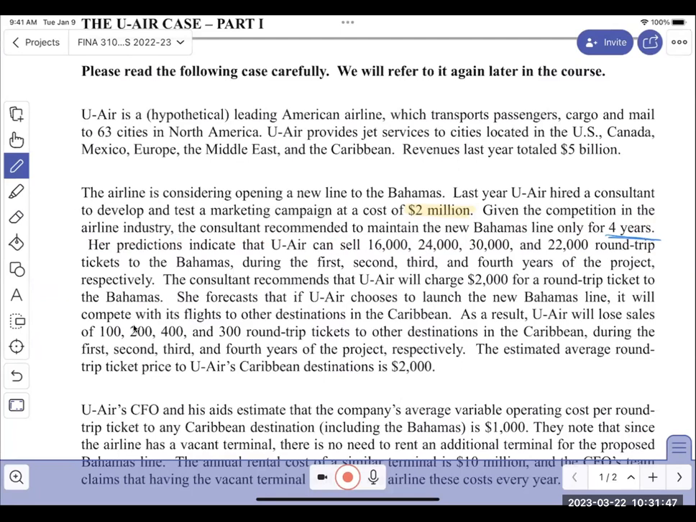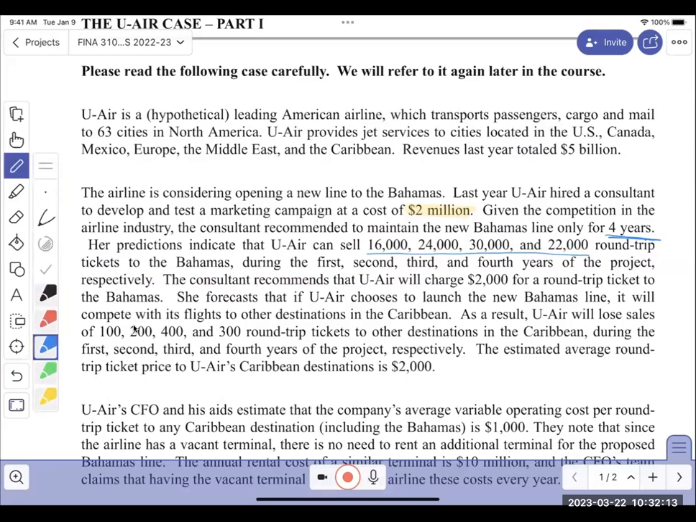Her predictions indicate that UAir can sell 16,000, 24,000, 30,000, and 22,000 round trip tickets to the Bahamas during the first, second, third, and fourth years of the project. Okay, so are these incremental cash flows? Well, these are not cash flows, right? These are just units of sales.